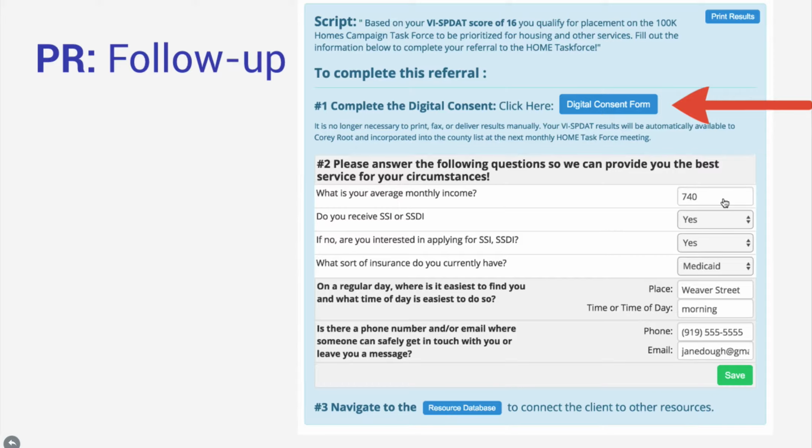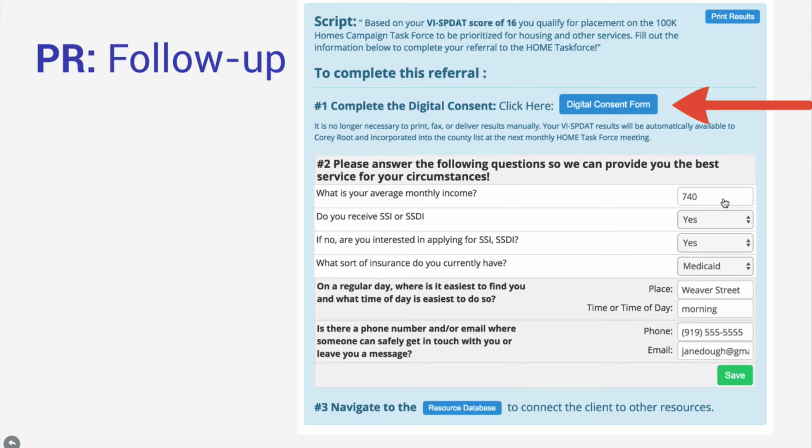And if folks don't receive SSI or SSDI currently, are they interested in applying for that? And if they have some other kind of insurance, what is that insurance? And then another thing to ask, because we do work in committee and with a lot of different folks working around that on a regular day, where is the easiest place to find someone and what time of day?